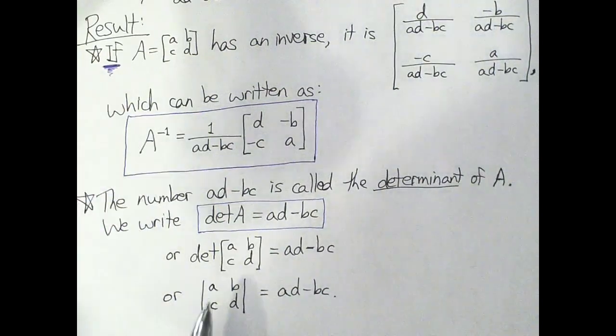So take a look at that. It looks like I wrote the matrix, but I did not write square brackets. I just wrote vertical bars. And if you just write vertical bars around the entries of a matrix, it means you're taking the determinant. It's a nice shorthand. When you have a matrix and you want to take the determinant of it, you just write vertical bars around it.